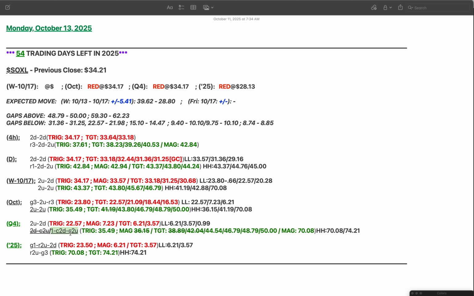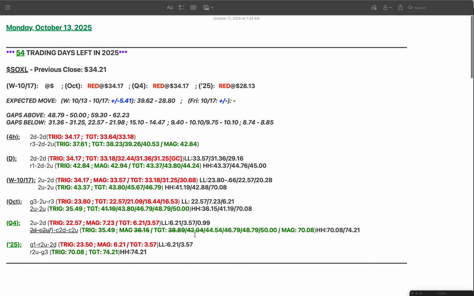That's why we have it underlined, but it's no longer in force. So it's no longer bold. So we want to get back above that 36.15. That re-triggers the 1 combo 2 down, combo 2 up, and we can continue to go and shoot for these extended targets with the ultimate target of 70.08.